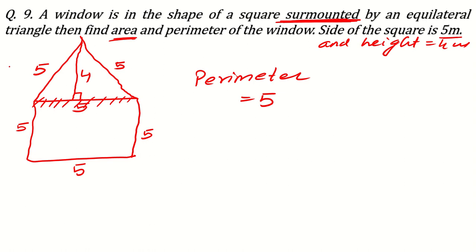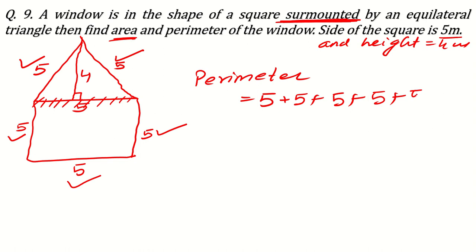So what are you going to add here? You will add this 5, then this 5, then this 5, means this side, then this side, because all these sides are outside, and at last this side. So it will be equal to 5, how many times? 1, 2, 3, 4, 5. So 5 times 5 means 25 meter. Okay, this is the perimeter.